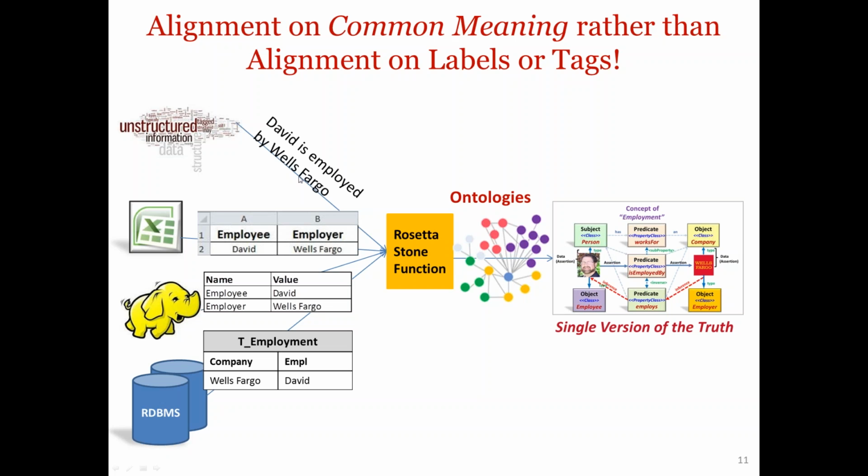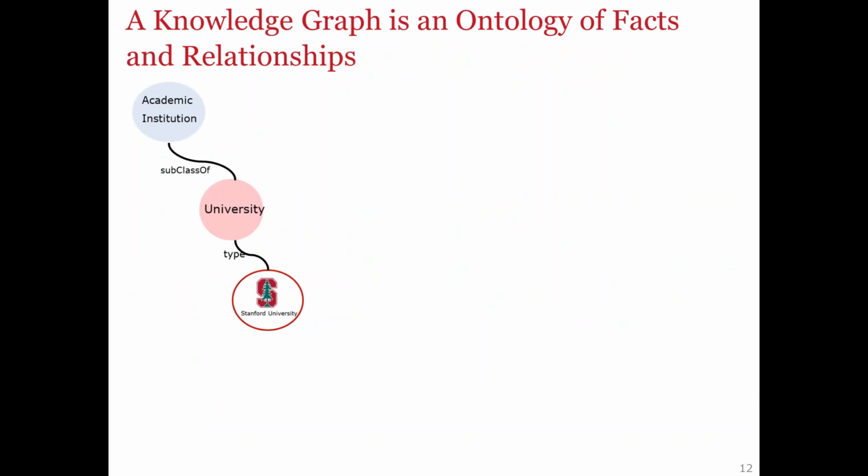It'll understand that all of these things mean the same. That's actually a very, very powerful thing for reducing redundancy and creating that single version of the truth for data harmonization. Very important thing. So knowledge graphs capture all kinds of facts and relationships.